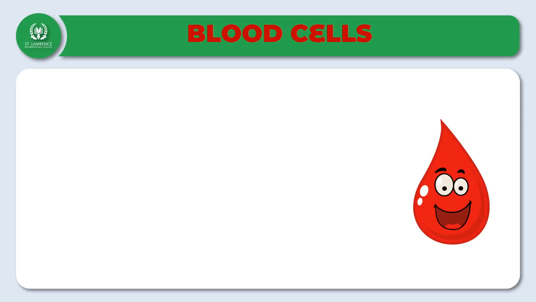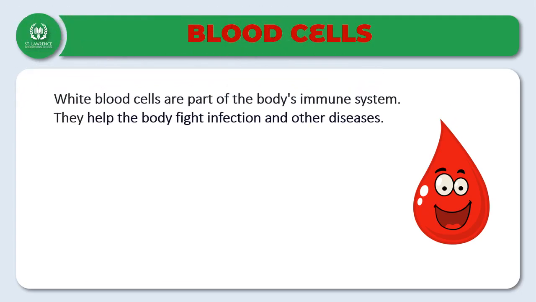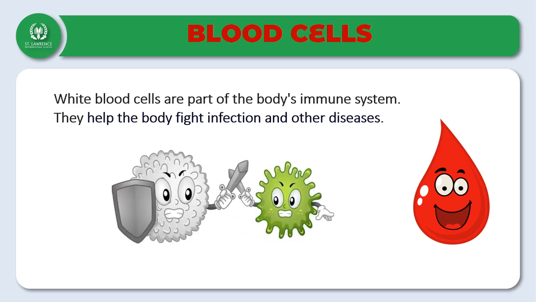Now moving on to the next blood cell, that is white blood cells. So white blood cells are part of the body's immune system. Children, they help the body to fight infection and other diseases. So since these white blood cells help to fight against diseases, they are also called as the soldiers of our body. So you can see in the picture how the white blood cell is fighting against the bacteria and it helps us to be strong and healthy.